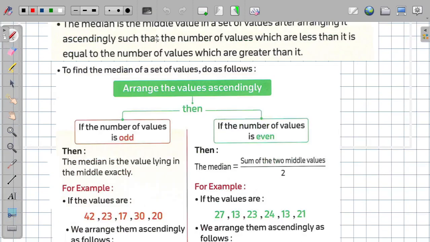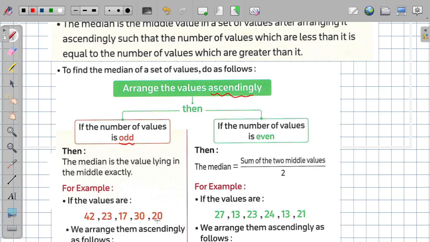So if we want to find the median of any set of values, what can we do? First, we arrange the values ascendingly. And after arranging it, we have two options. The first one is if the number of values is odd, like 1, 3, 5, 7, 9, 11, and so on. Or the second option, if the number of values is even, like 2, 4, 6, 8, 10, and so on. Okay? So, for the first option, if the number of values is odd, then the median is the value lying exactly in the middle.